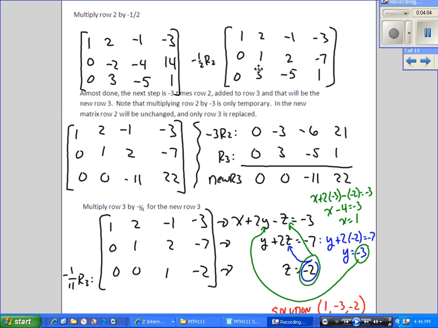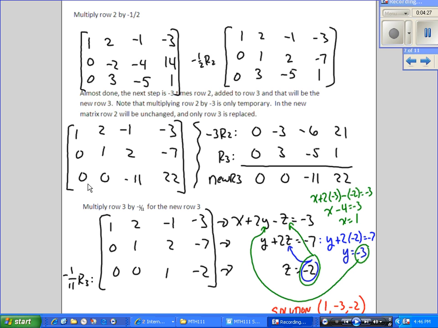What I'm going to do next is I want to get zeros below this 1. So I'll temporarily multiply row 2 by -3, add it to row 3. That will eliminate this 3, and it'll be my new row 3. Too many 3's in that sentence. Sorry. So -3 times row 2, plus row 3, add them together, and this will be my new row 3.